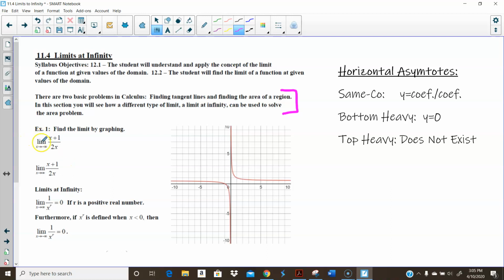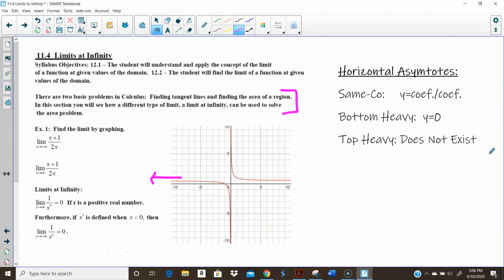So the limit as x approaches negative infinity. As x is moving out here to the left forever, where is this graph approaching? Well, you remember that rational functions have horizontal asymptotes. So if I know the horizontal asymptote, I will also know the limit because that is where this graph is approaching, the horizontal asymptote. So you might want to stop the video and write these down in your notes.